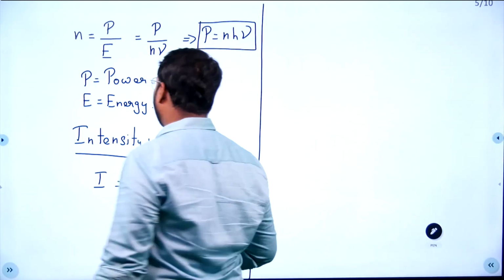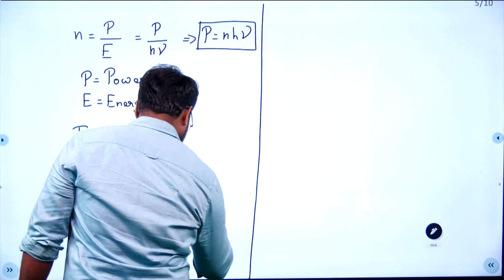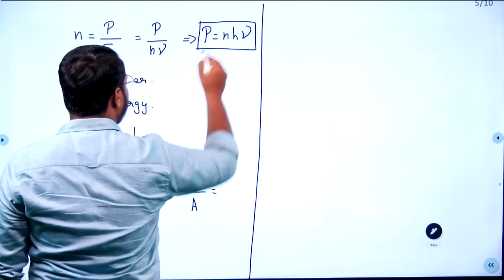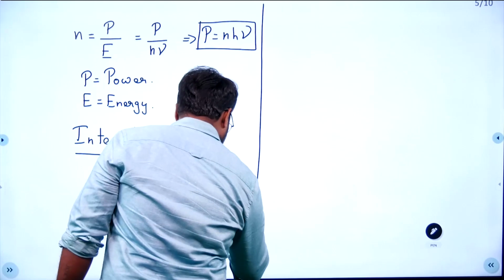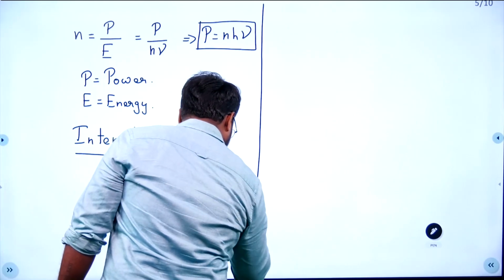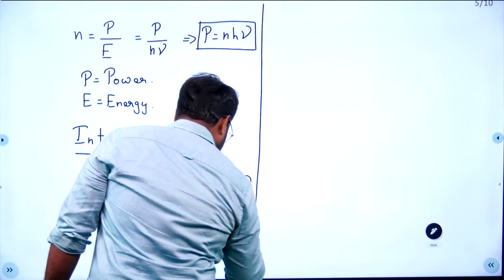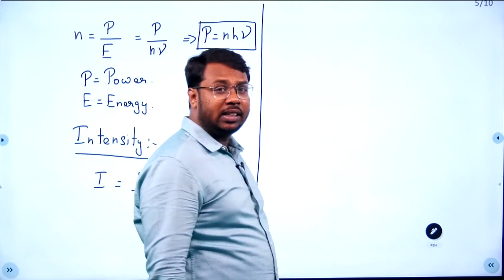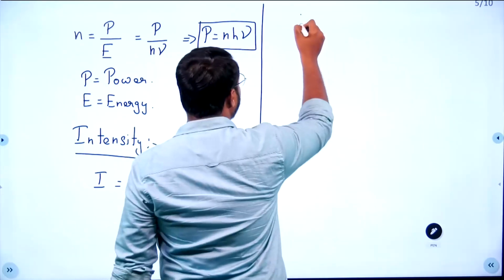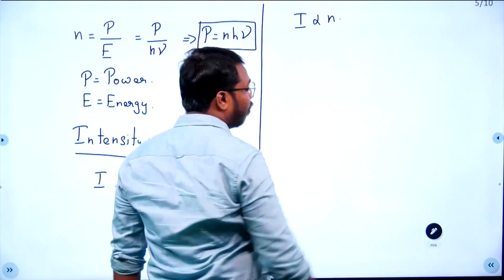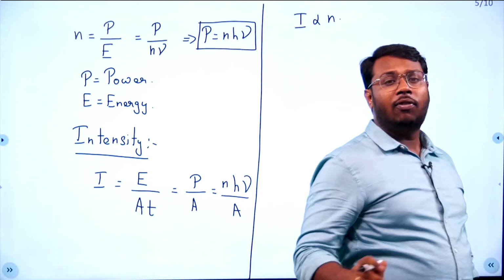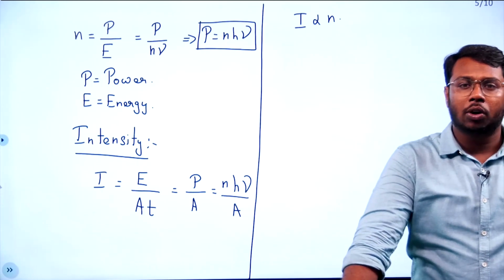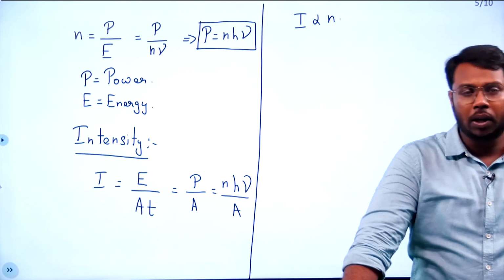So, if I rewrite the whole thing again, it becomes P by A. Again, I can rewrite my P from here as N into H into mu, by A. Here you can see that the intensity is directly proportional to N, which means that if the intensity of the light is very high, then the number of photons that are going to come out of that particular light will also be high.